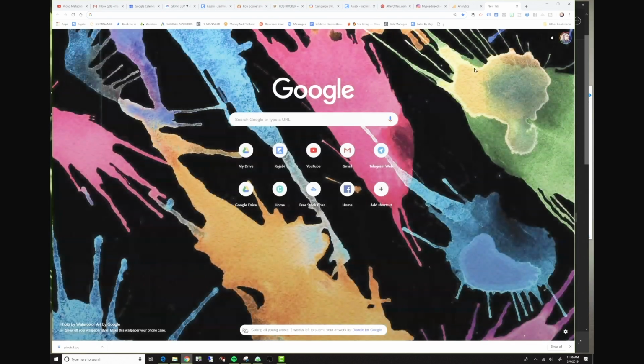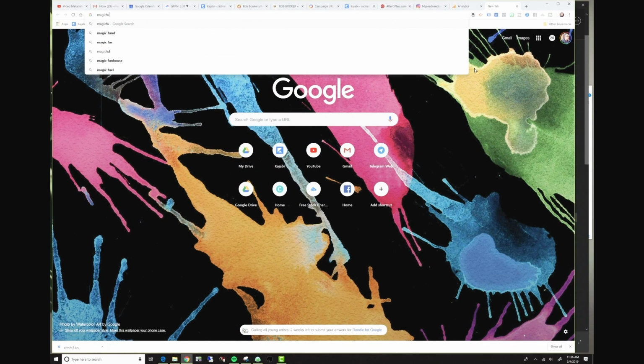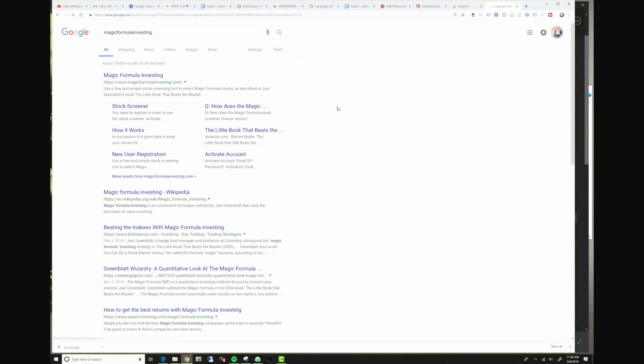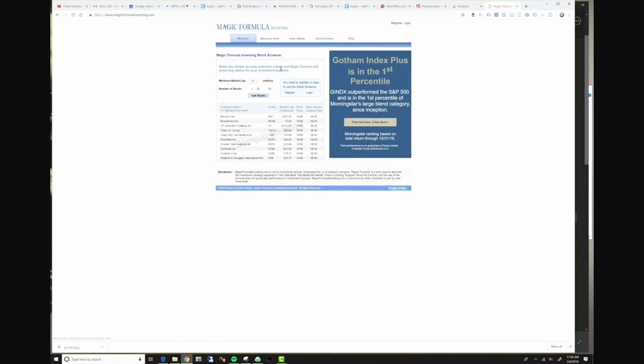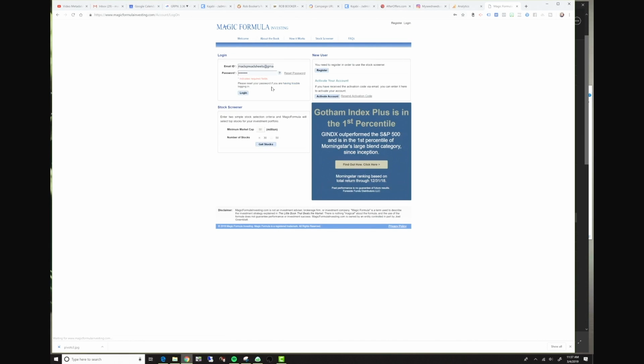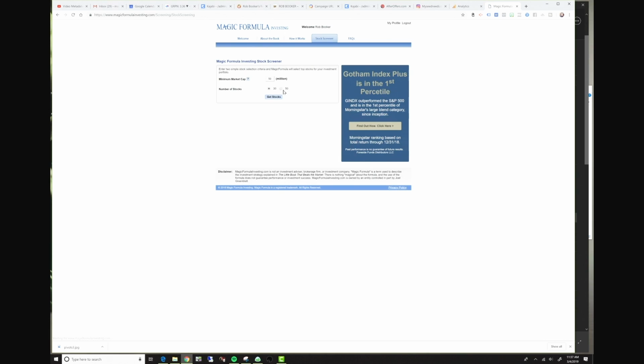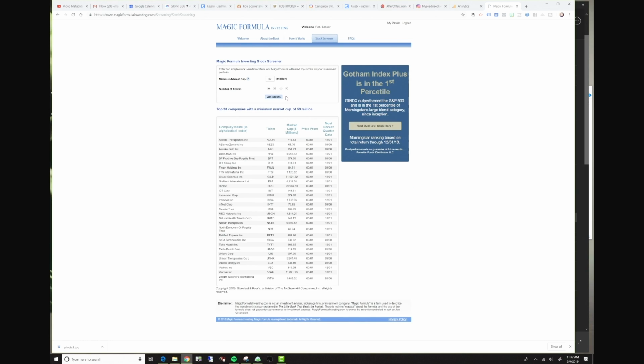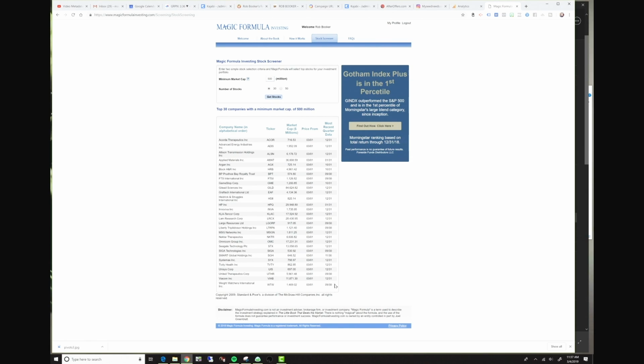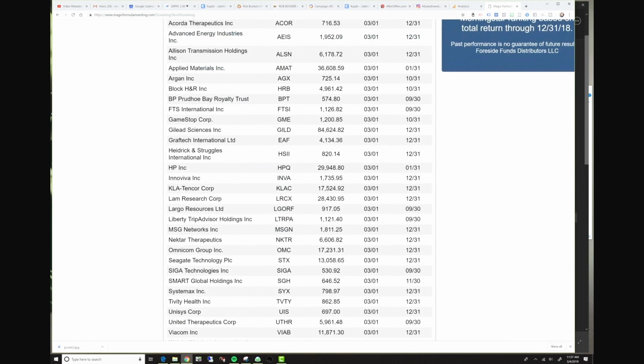Maybe you even go to something like Magic Formula Investing. For those of you that haven't read this book, it's a nice little book. I'll put a link to it below. Maybe you go to Magic Formula Investing, you grab yourself a login, and then you get 30 stocks with a market cap of at least, I don't know, 500 million. And this is a list of stocks maybe that you think might do really well.